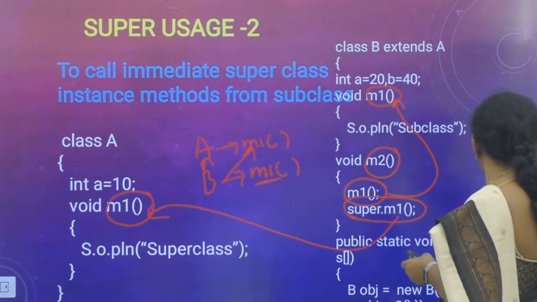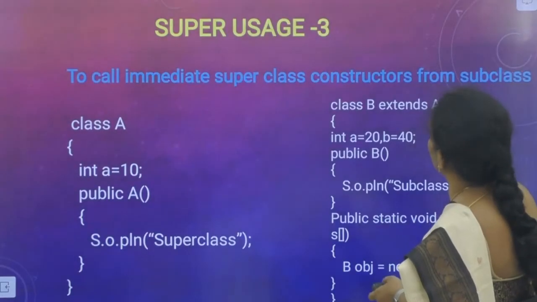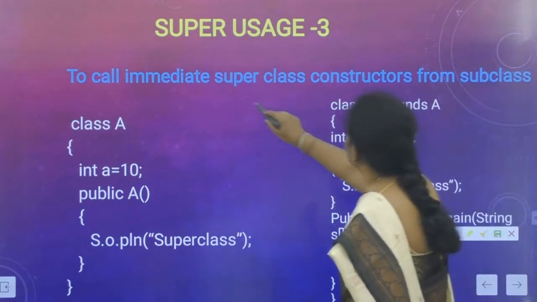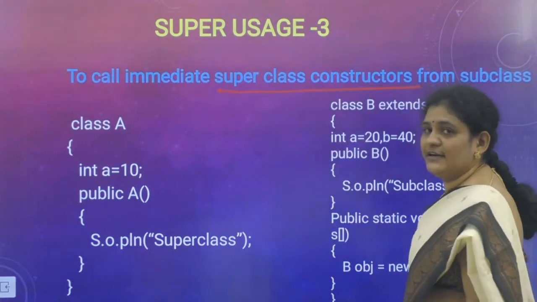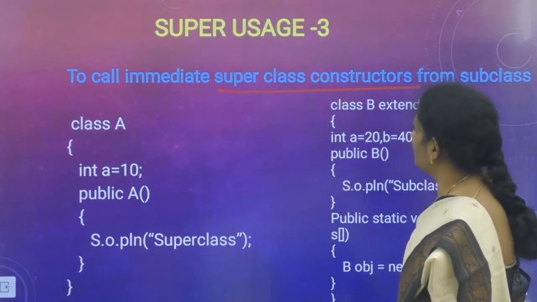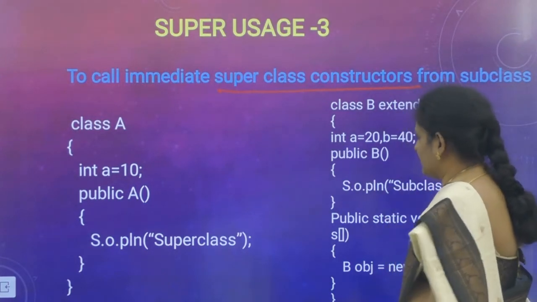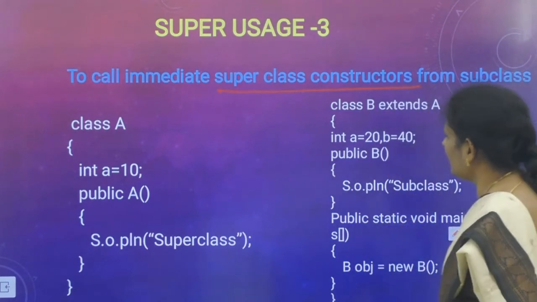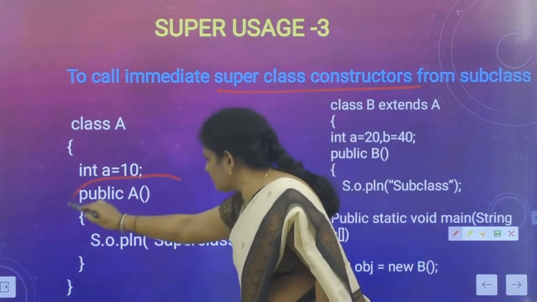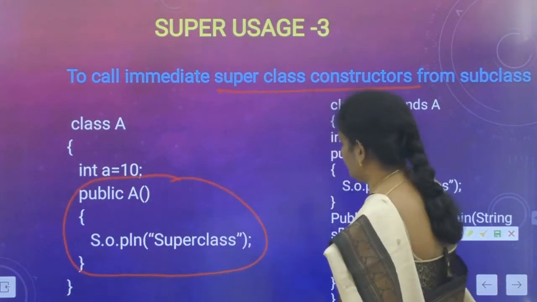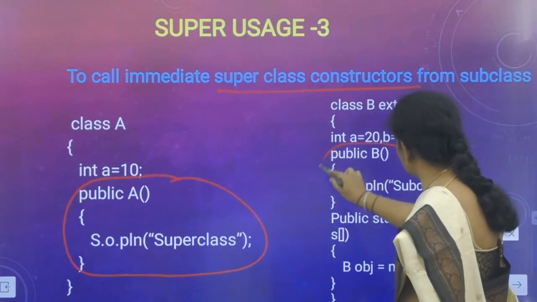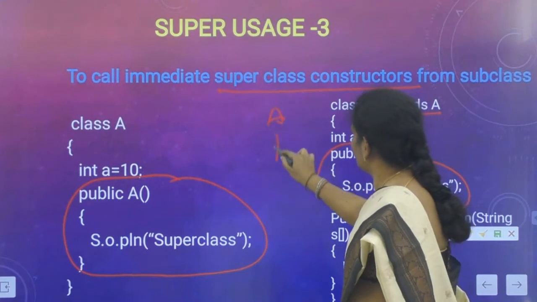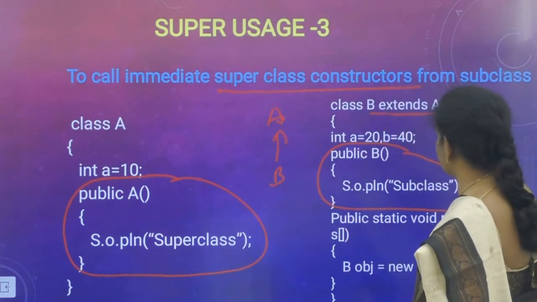Fine. What is the next usage of the super keyword? To call immediate superclass constructors. This is the third usage of the super keyword. We can invoke the constructors. If you see this example, this is a plain example. I have written class A. In class A, this is the constructor, a no argument constructor. And this one is also a no argument constructor in class B. Class B is extending class A, the single inheritance concept.